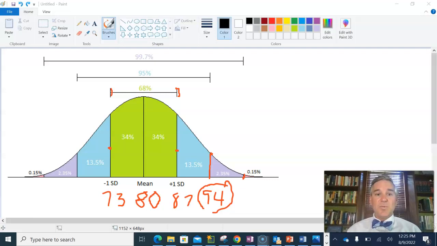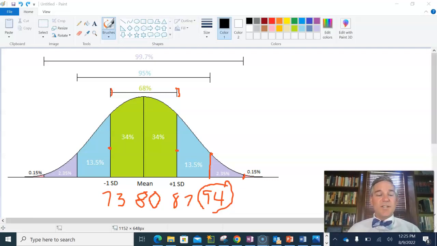Standard curve is one that is symmetrical. The mean and the median are in the middle. The z-scores, +1, -1, those tell you how many standard deviations you are above or below the mean. And if you are within 1 standard deviation of the mean, you're within 68% of the population. If you were within 2 standard deviations of the mean, it's 95% of the population.